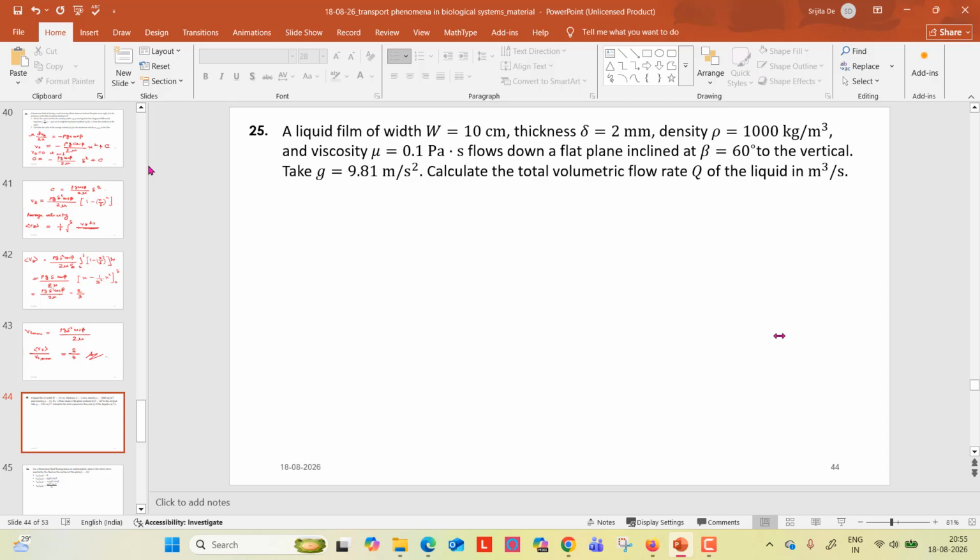A liquid film of width W, thickness delta, density rho, and viscosity mu flows down a flat plane inclined at beta equals 60 degree to the vertical. Take g, this, calculate the total volumetric flow rate Q of the liquid in meter cube per second, right? So for flow rate, we need to calculate velocity into area. So velocity is Vz, which is already calculated from the previous problem. Area is W into thickness, width and into thickness, right? So Vz we know.